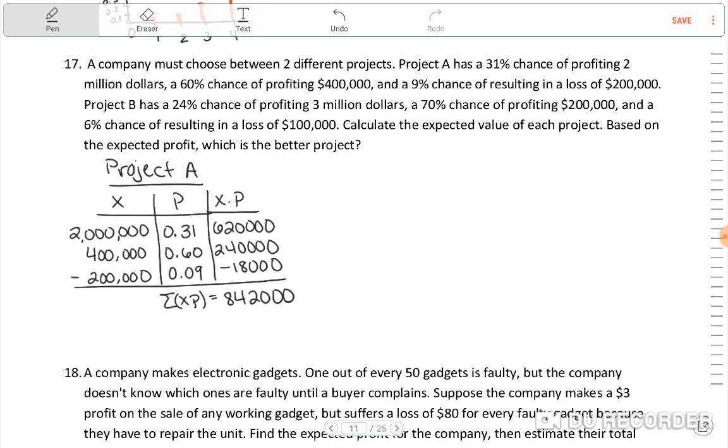So if we add up, see, 620 and 240,000, let me put those commas there, that's 860 minus 18. Yeah, there we go. 842,000. So this is going to be their expected value, right? Expected profit, I guess. Now let's look at Project B here, and let's calculate their expected value.